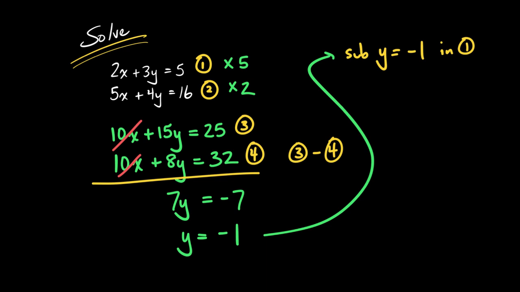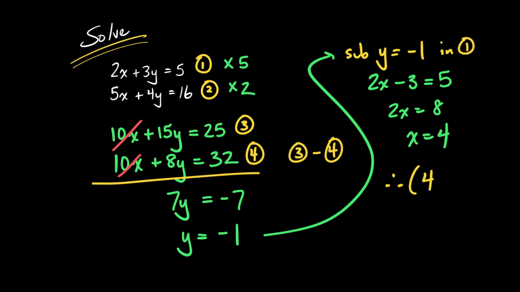So what does that mean then? That means I have a 2x. I'm going to replace my y with negative 1. So 3 times negative 1 is negative 3. And there is that equation which I can solve very quickly. And now that I know both my x and my y, I write my solution as a point of intersection, making sure I'm in alphabetical order, and I am good.